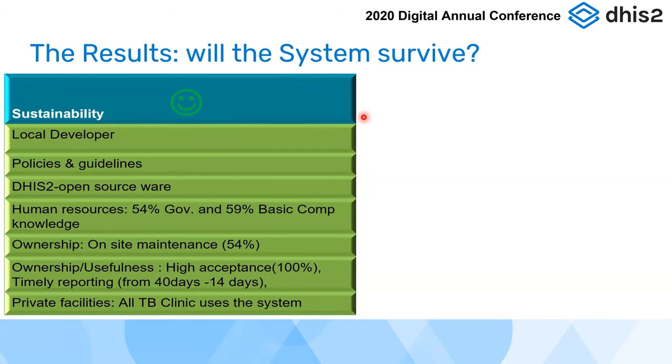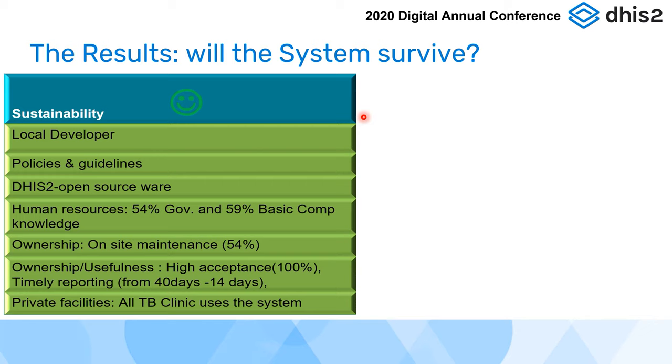So I did an assessment last year to find out if we are going to live with this system. As you can see, a lot of factors are giving a green light for sustainability, like using a local developer. It was easy to reach them, even the language. We understood each other, but also the policies and guidelines in place really supported us. The beautiful nature of the software, DHIS2, but also the fact that they are at the user's level. There's real support and ownership.